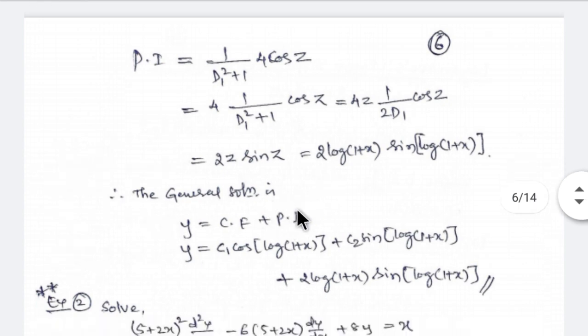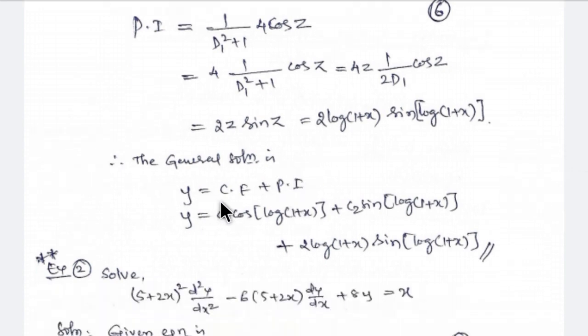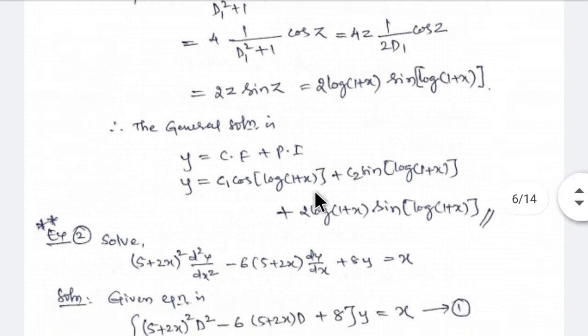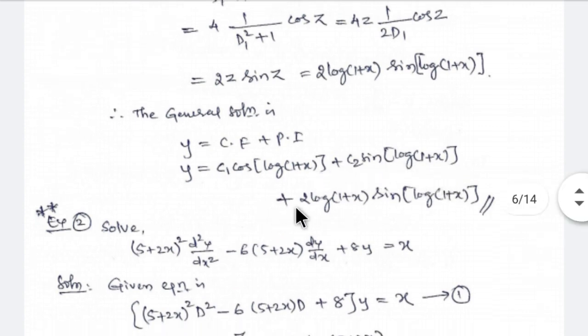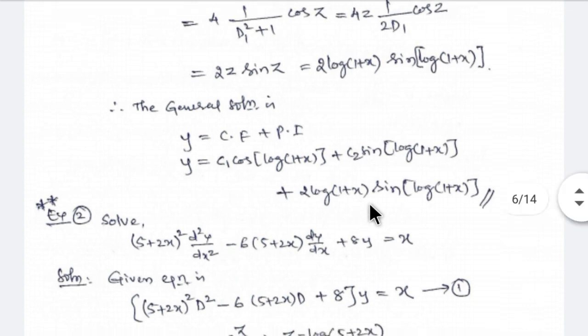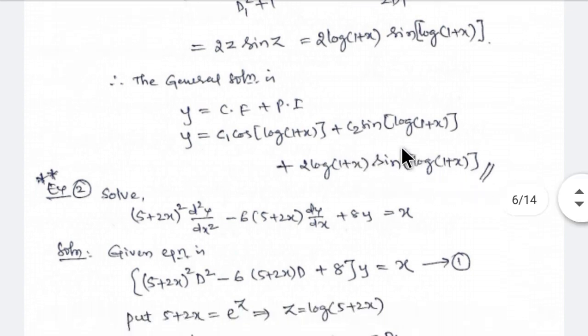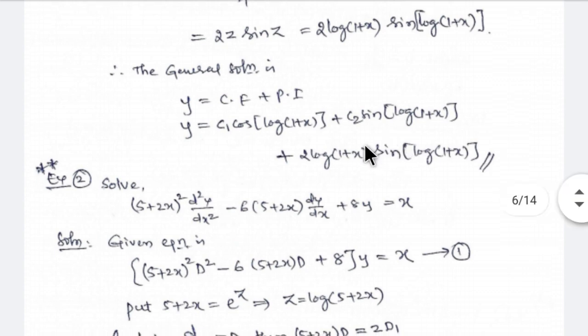Now the general solution is y equal to complementary function plus particular integral. Substituting, you write the answer: y equals c1 cos of log (1 plus x) plus c2 sine of log of (1 plus x) plus 2 log of (1 plus x) into sine of log of (1 plus x). This is the required general solution of the given equation.